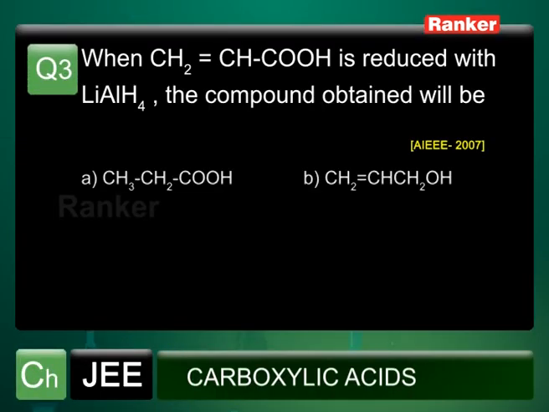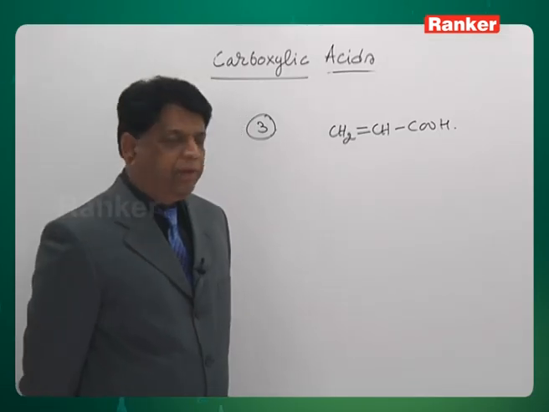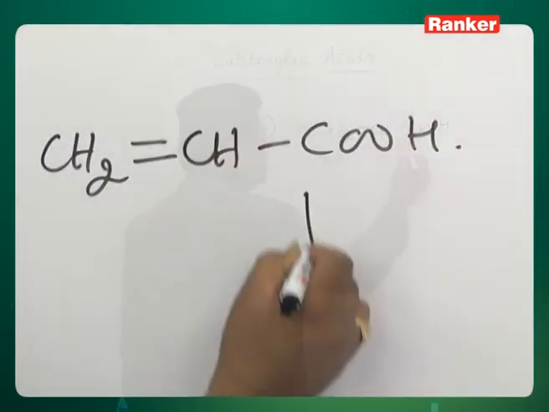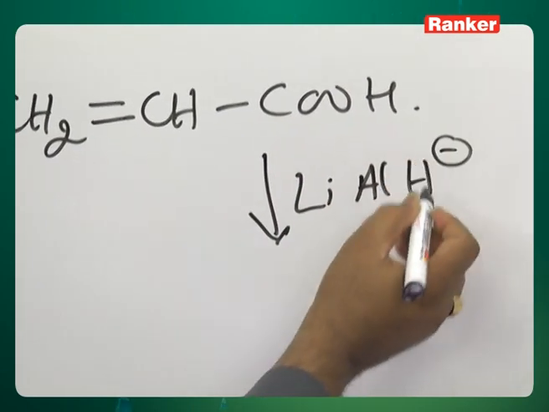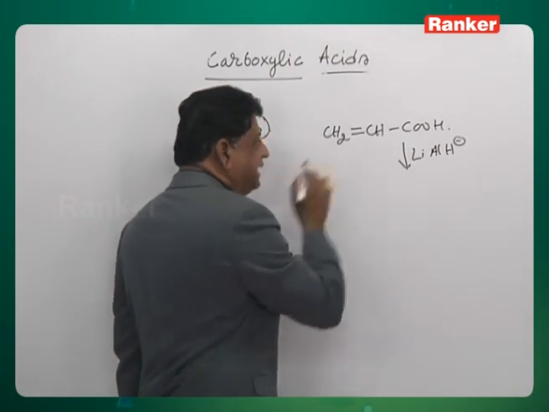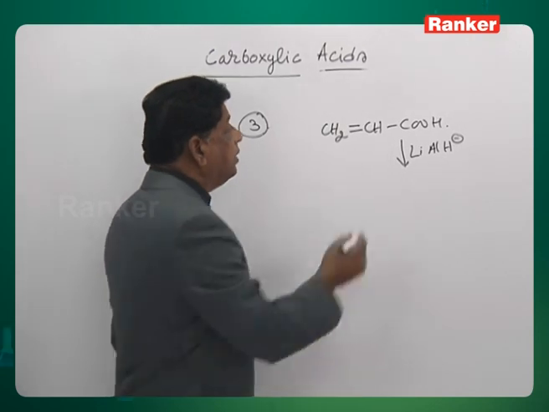In the third question, he has taken a compound, an alkene attached to the COOH. This is called propenoic acid, or commercially, acrylic acid. This acrylic acid is reduced with lithium aluminum hydride. The compound obtained will be? So, lithium aluminum hydride is no doubt a good reducing agent, but it supplies H minus, which attacks the carbonyl group, not the alkenes. Alkenes are also electron rich, therefore H minus will attack the carbonyl group of the acid.